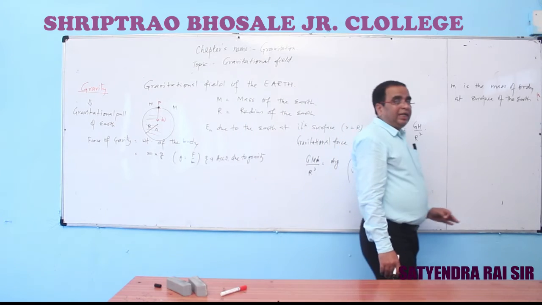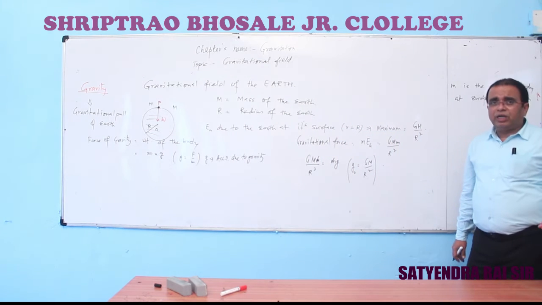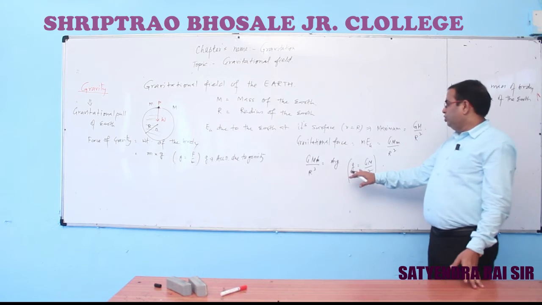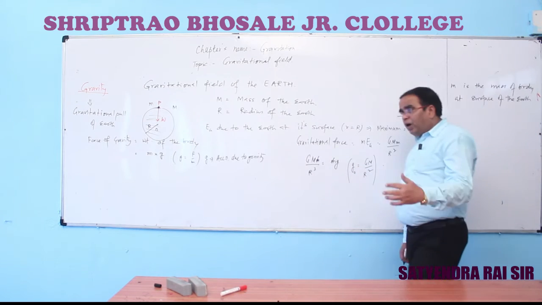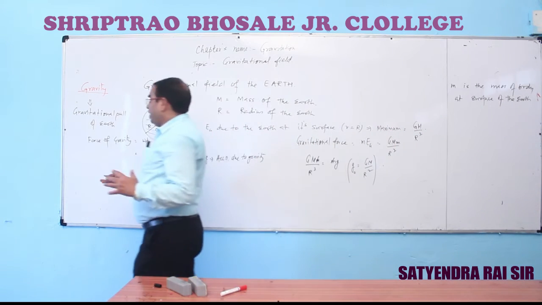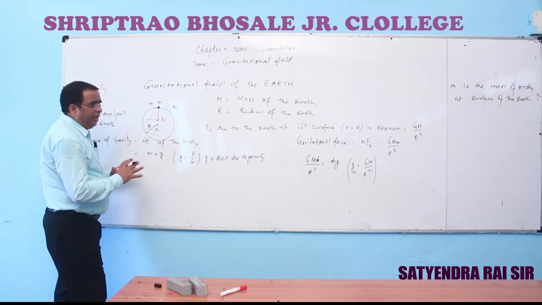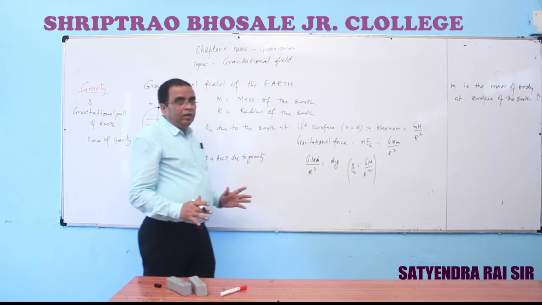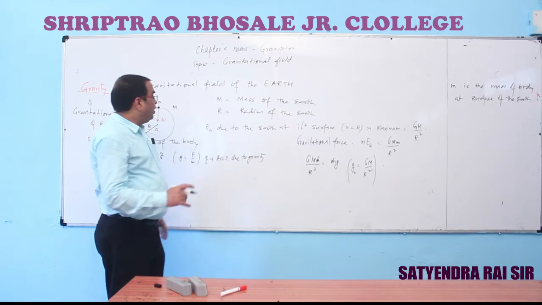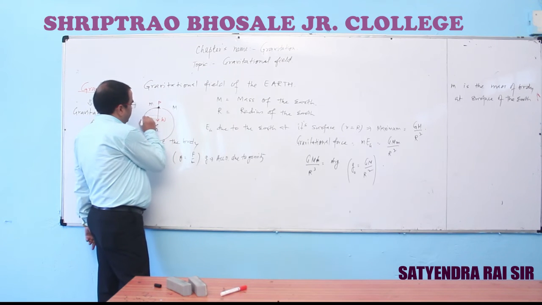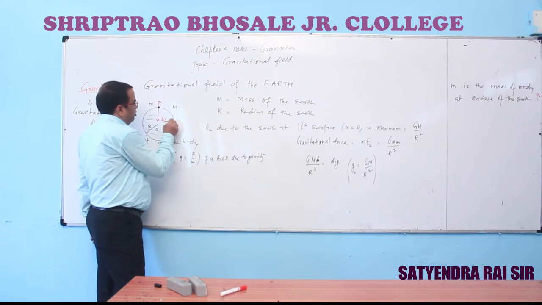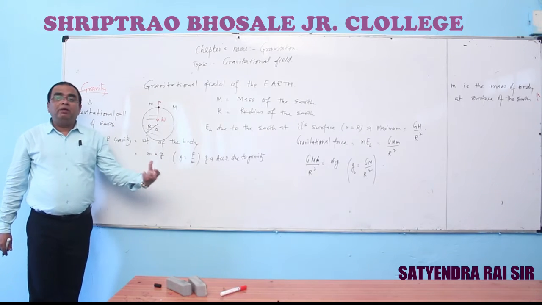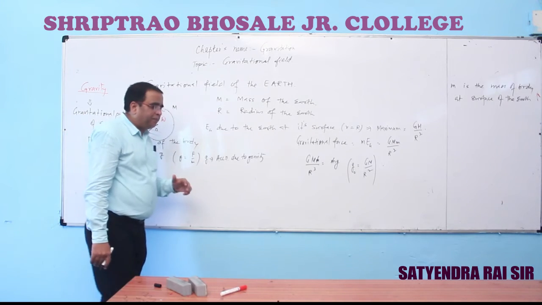Be aware that g naught is the value of acceleration due to gravity at the surface of the earth. So g naught is GM by R square. Now, the field is not uniform everywhere, but it is uniform only on the surface of the earth. Anywhere on the surface, this body will experience the same acceleration due to gravity.